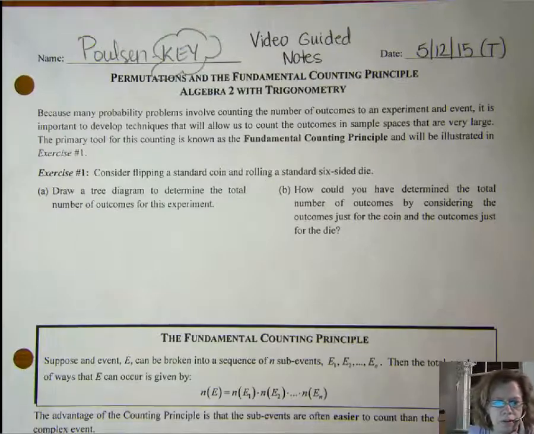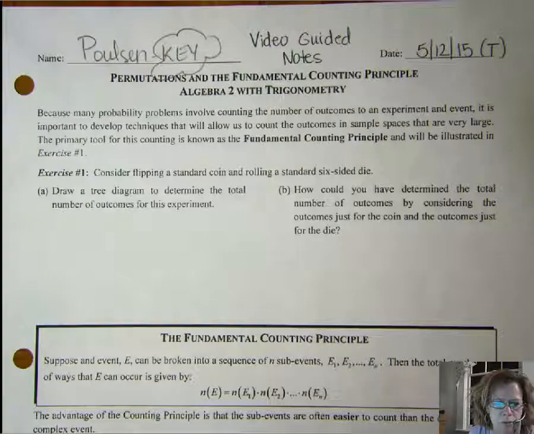So our second day of probability looks at what we call permutations and the fundamental counting principle. Because many probability problems involve counting the number of outcomes to an experiment and event, it's important to develop techniques that will allow us to count the outcomes in sample spaces that are very large. The primary tool for this is known as the fundamental counting principle, and I'll show you in exercise 1.